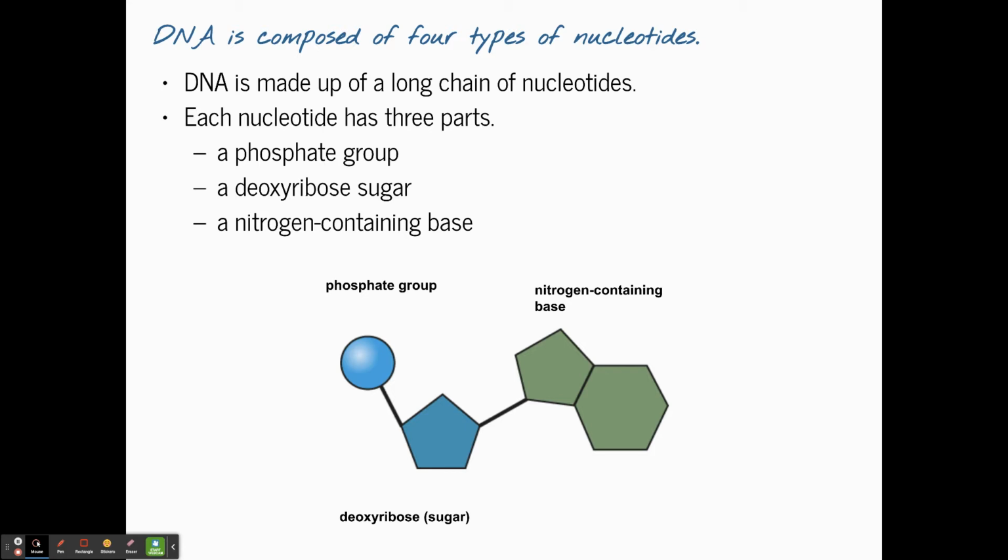All right, so DNA. DNA, as we remember, is deoxyribonucleic acid. DNA is composed of 4 types of nucleotides. So DNA is made up of a long chain of nucleotides. Each nucleotide has 3 parts: the phosphate group, the deoxyribose sugar group, and the nitrogen-containing base. You should have remembered this from first semester, hopefully.